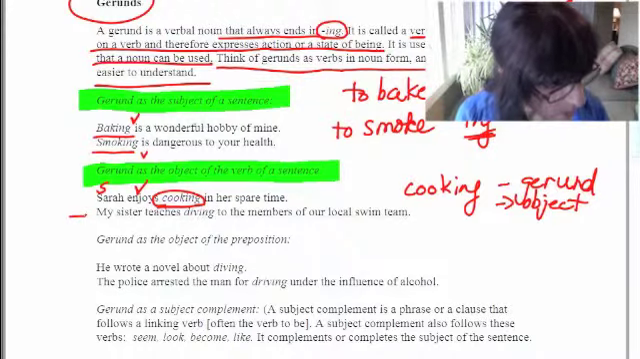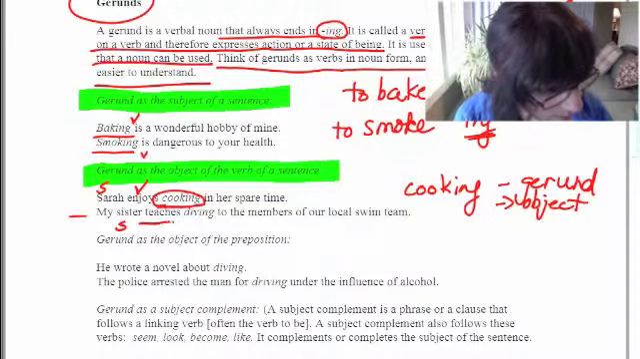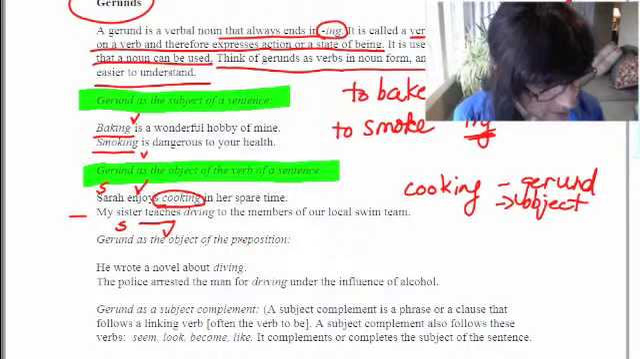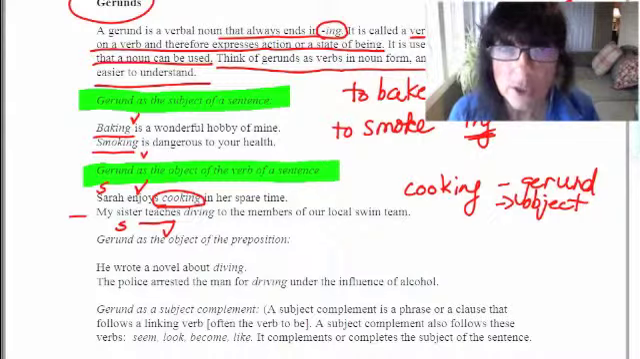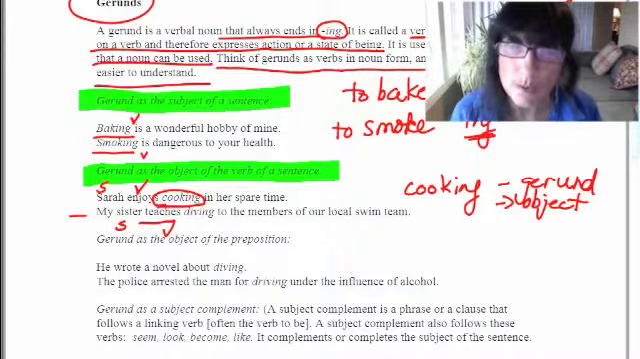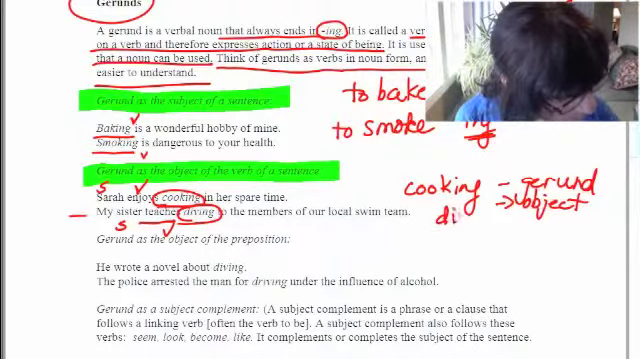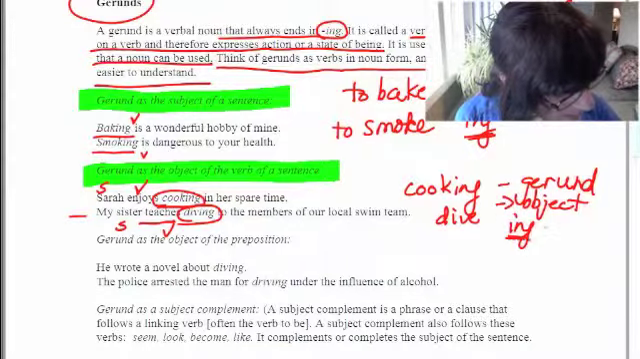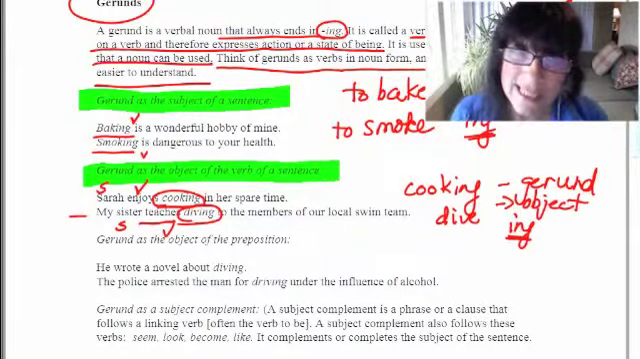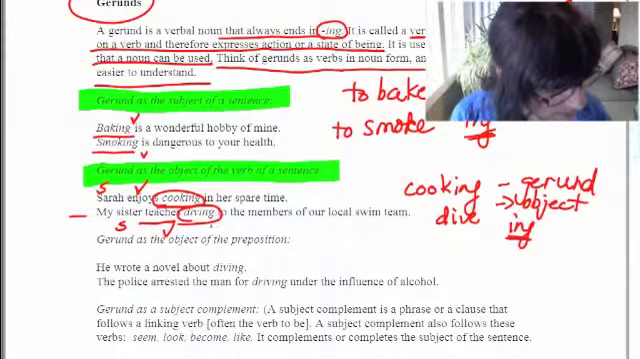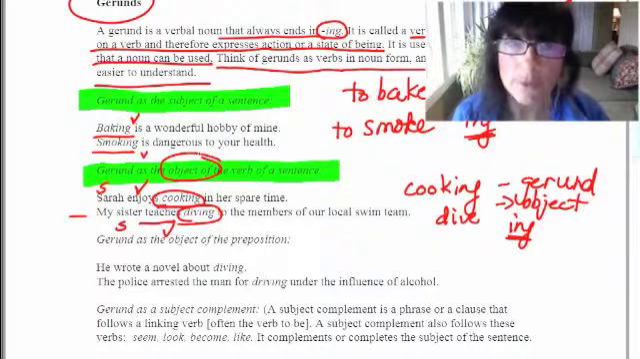Or this example, my sister teaches diving to the members of our local swim team. Sister is the subject, the main verb is teaches, so diving is not the main verb. So what's its function in the sentence? Because it's important to understand what the function of every word in a sentence is, or as many words as possible, to help you to formulate well-written sentences. Diving comes from the verb dive, but it ends in ing. So that's what we were saying, that a gerund sounds like a verb, but it isn't. It's more of a noun than a verb. So my sister teaches, what does she teach? She teaches diving. So diving becomes the object of the verb. It's no longer the main verb.